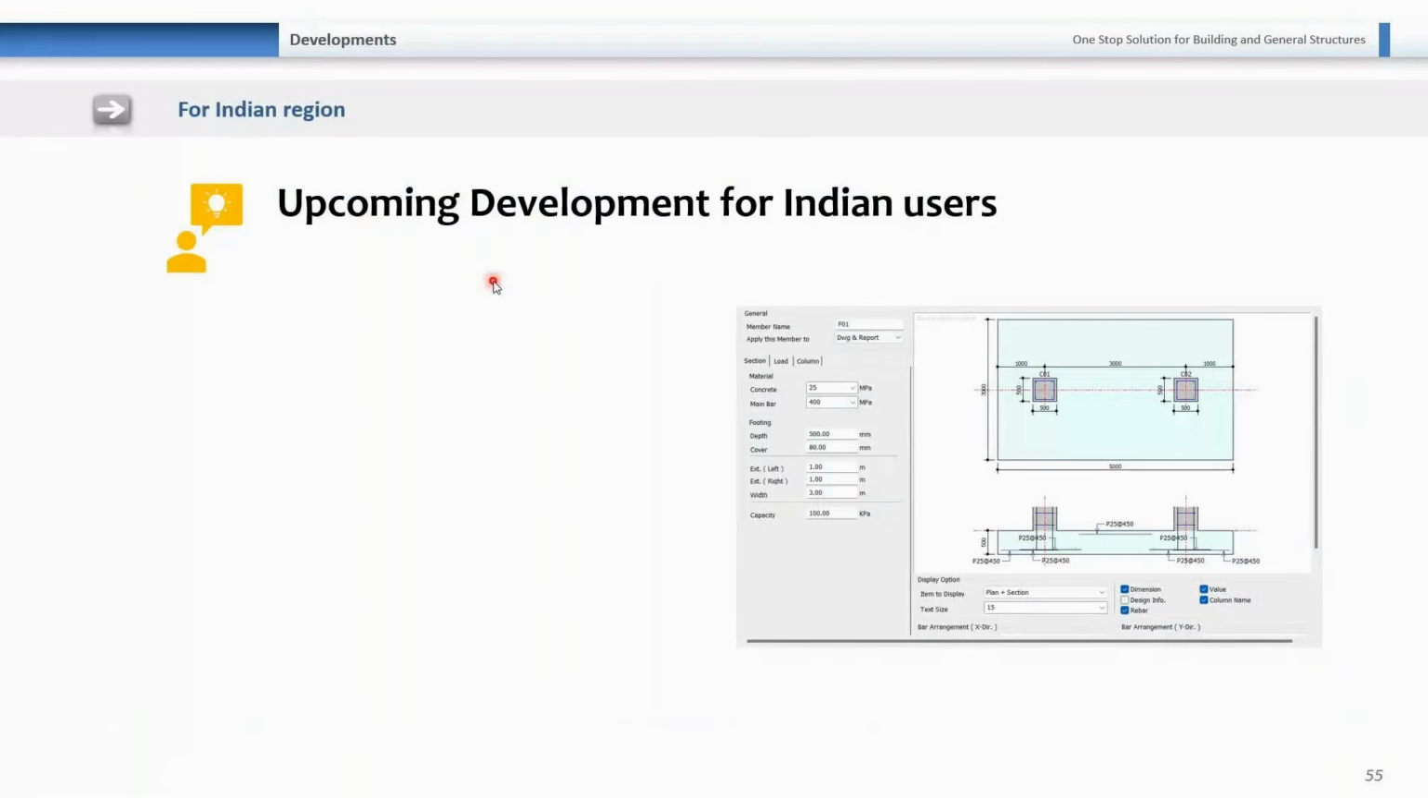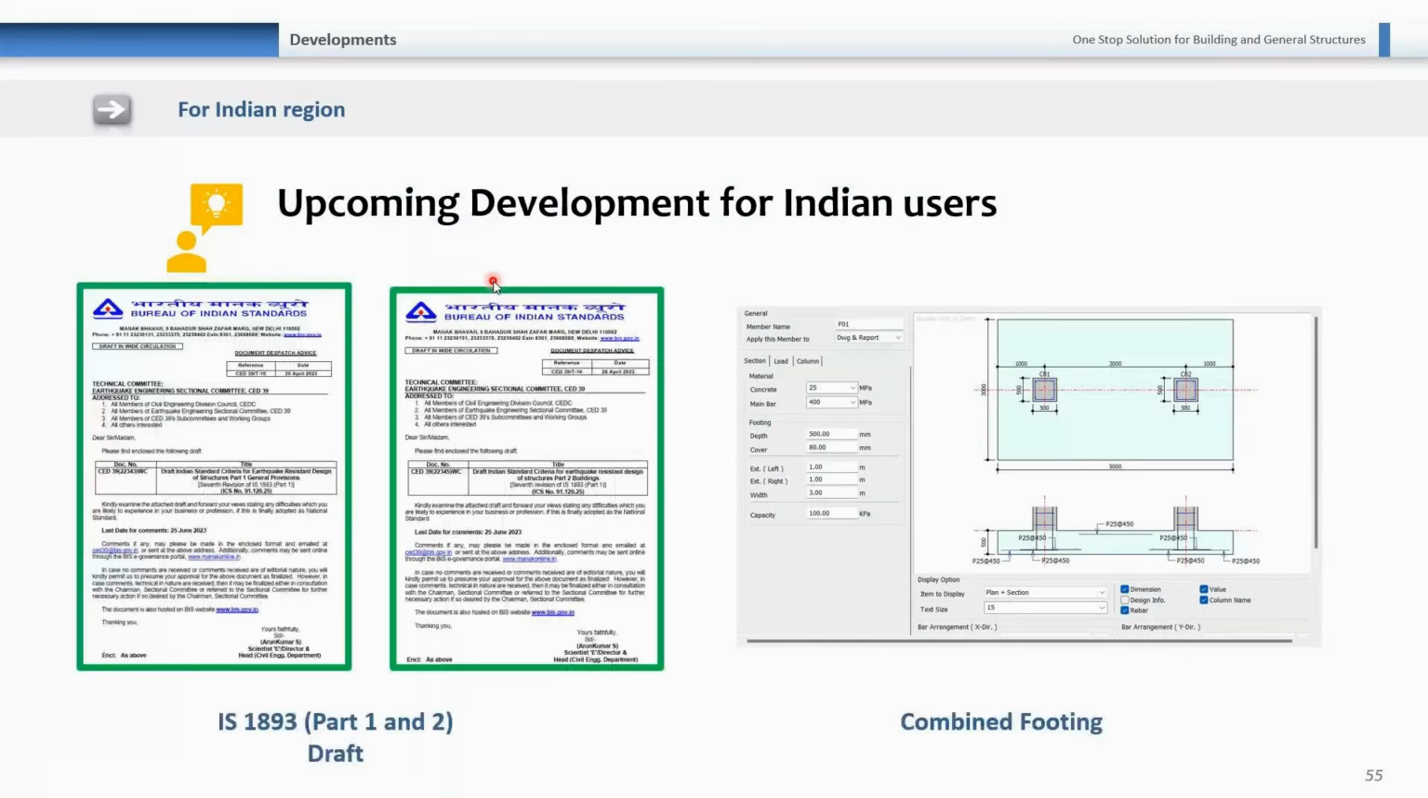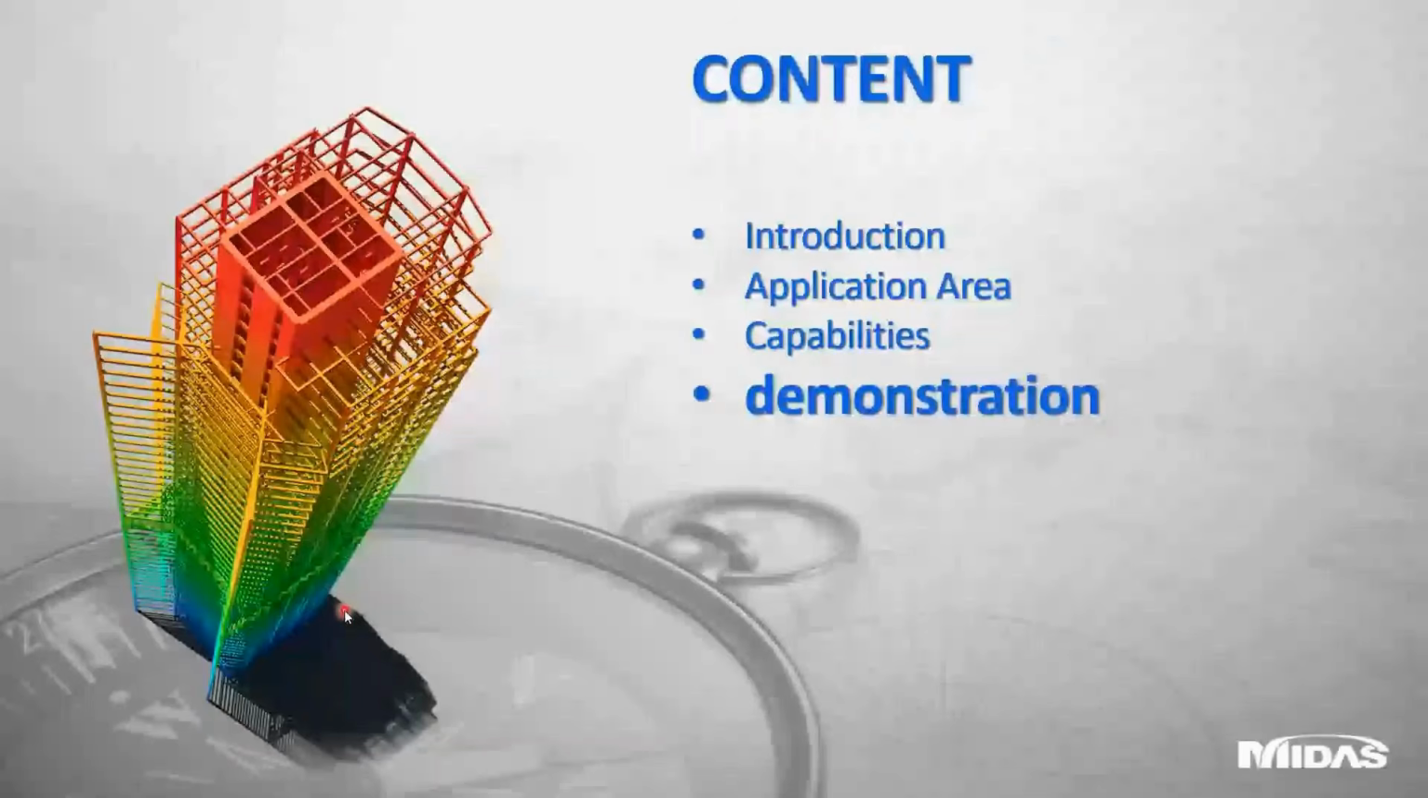Recently we launched this combined footing design option, and IS 18168 is already implemented. In the upcoming version, maybe we will launch the new IS 1893 part, which is currently in draft position. As soon as the final version is released, we'll be launching that as well. Now, jumping on to the demonstration quickly.